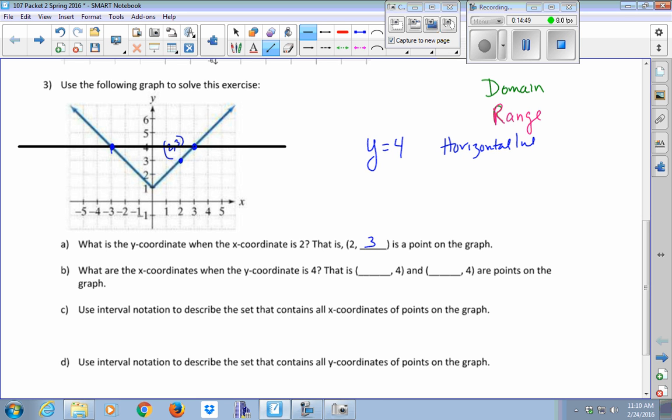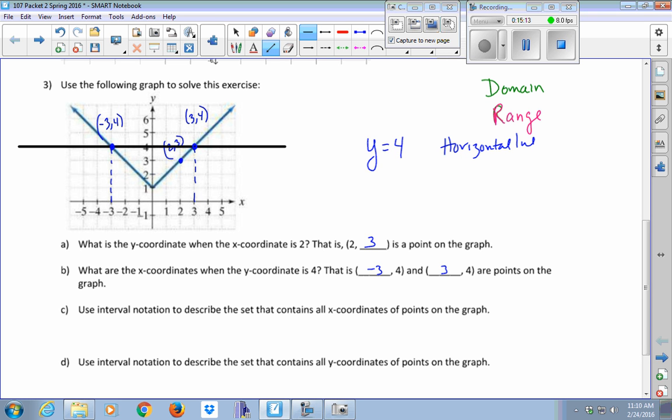And the x values that give you that are negative 3, 4, and positive 3, 4. Okay. Negative 3, 4, and positive 3, 4. So the x values, the x coordinates that give you a y coordinate of 4, notice there's 2 of them.